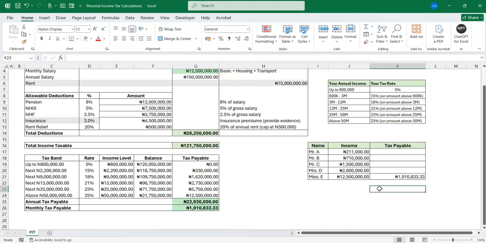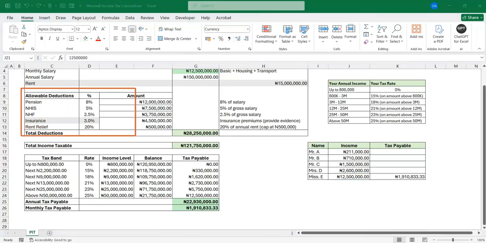So all things being equal, Mrs. E is going to pay about 1.9 million naira monthly as tax, assuming that our organization subscribes to all of these allowable deductions. That's the first scenario for high income earners. That's how you can calculate your tax.